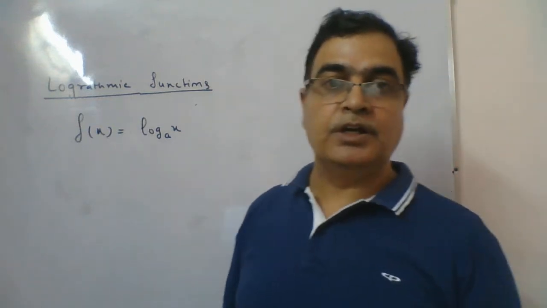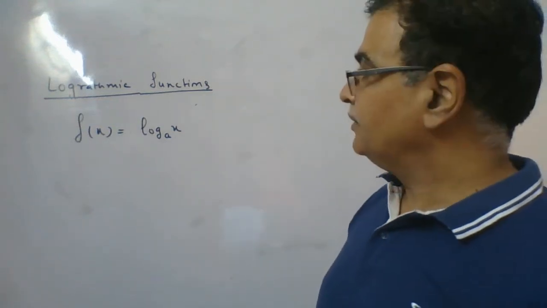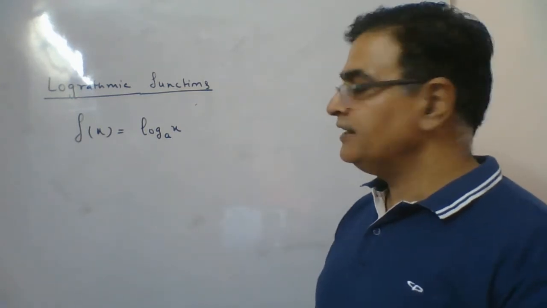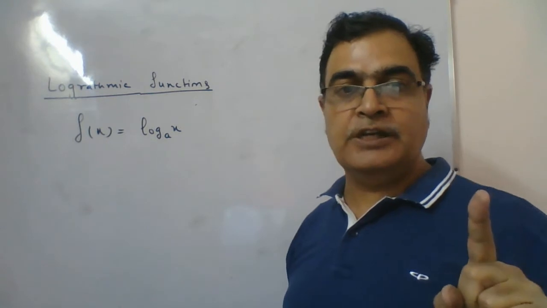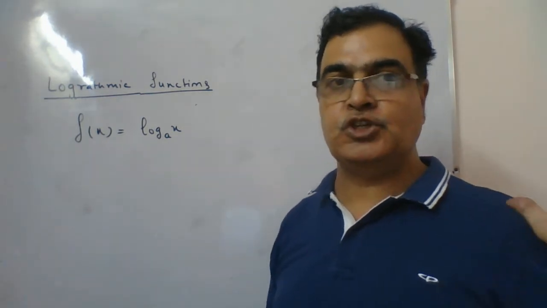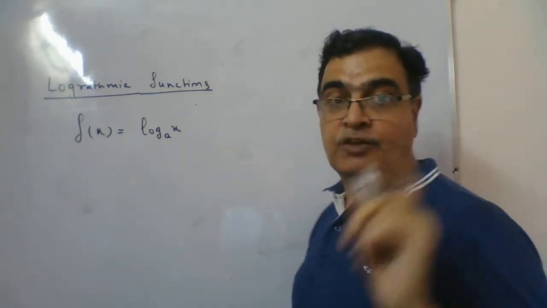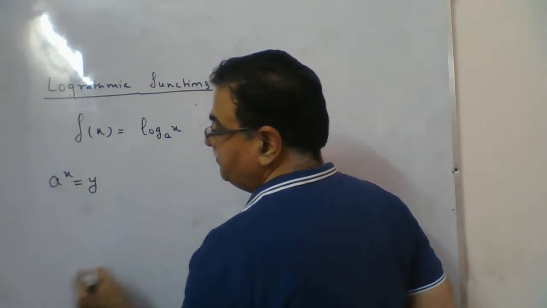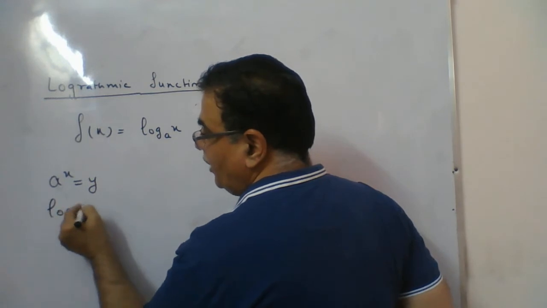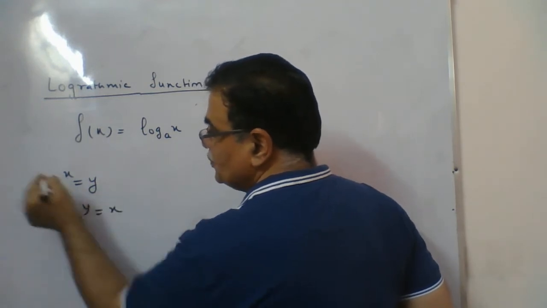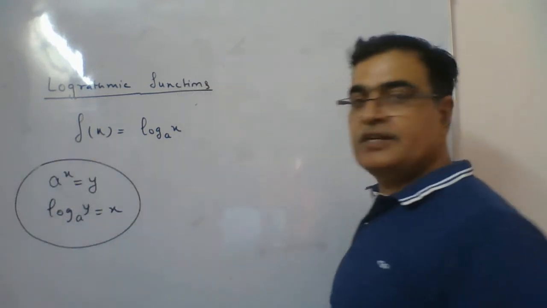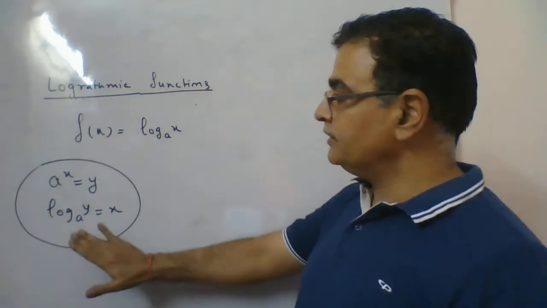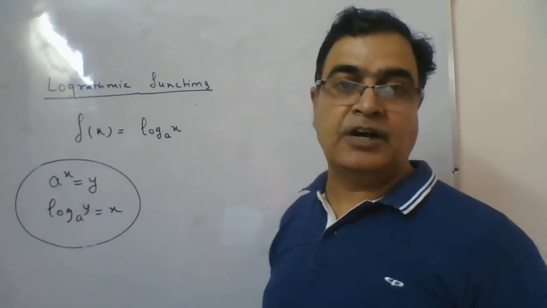So now we are coming to the next function, that is the logarithmic function. f(x) is equal to log x with base a. This function is simply the reverse of your exponential, because if you remember, if a to the power x is y, then log of y with base a is x. I already told you this result when I taught you logarithm last year. So this I am going to use and plot the graph of it.